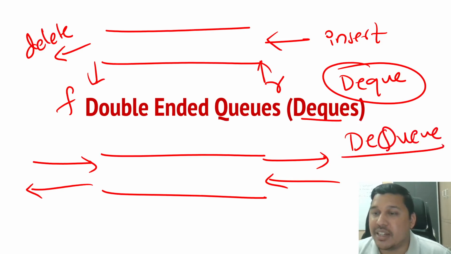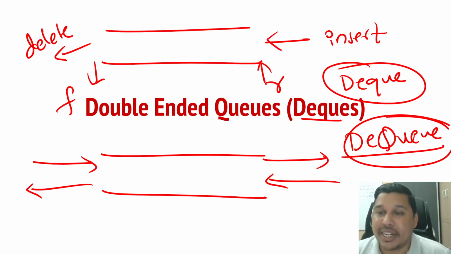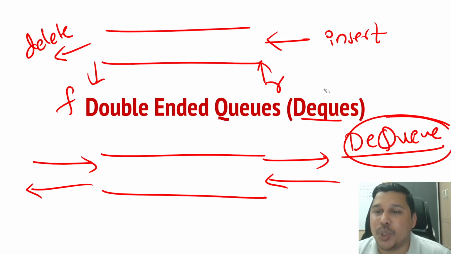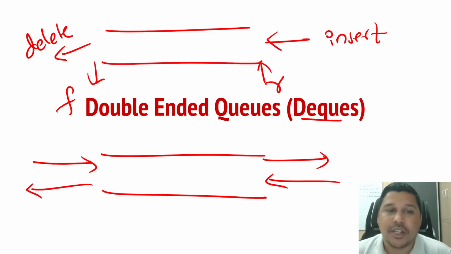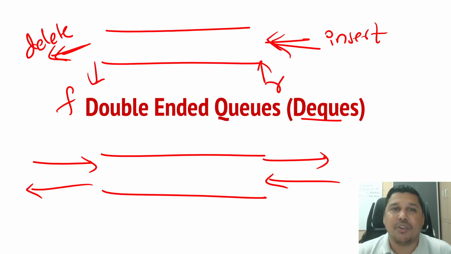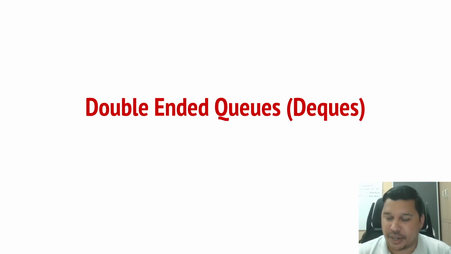But we have another word, DQ, which on its own means deleting an element. Double-ended queue is written as DEQUE. In a normal queue you can do deletion at one end and insertion at one end, whereas in a double-ended queue you can perform both insertion and deletion at both ends.